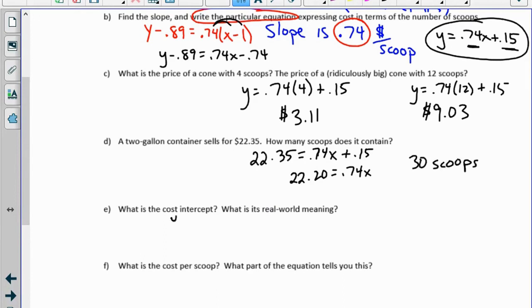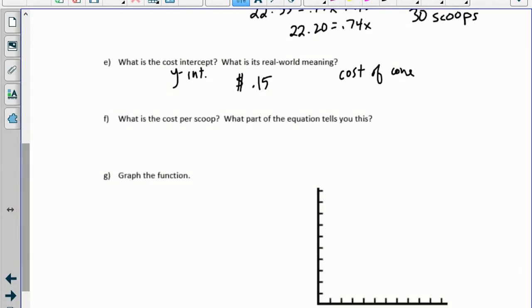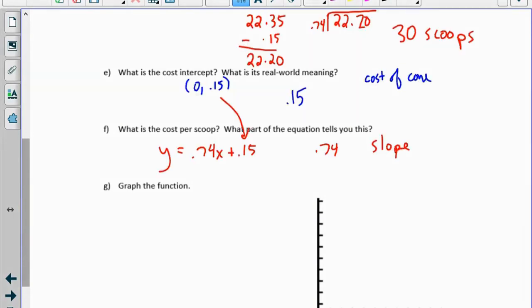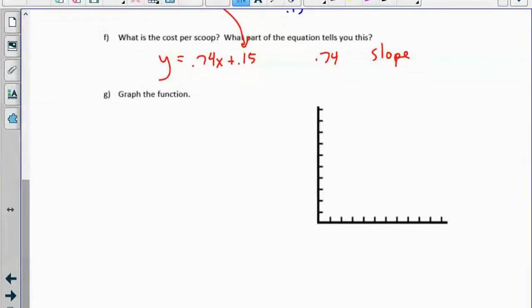What is the cost intercept? So that's the same thing as the y-intercept in this problem. That is 0.15, so it's 15 cents. And that real world meaning would be something like the cost of the cone or something else that is being put into this particular problem that is in addition to the scoop. So something that before you get any ice cream, you would have to pay 15 cents. The cost per scoop was 74 cents. And what part of the equation tells you that? That was slope. So now we're going to graph the function.